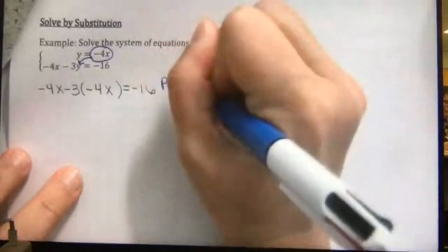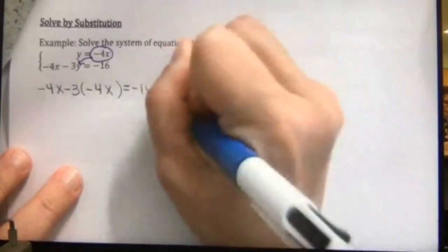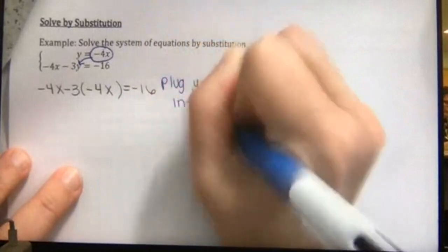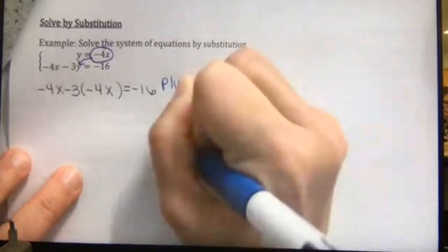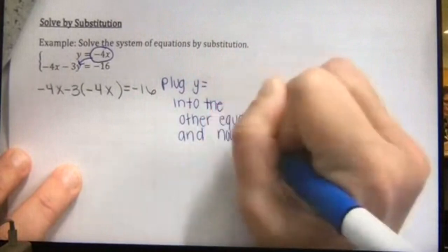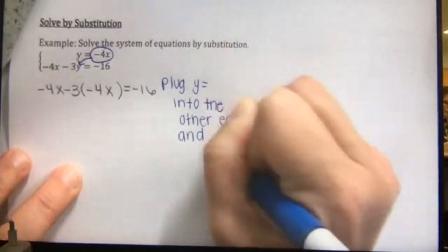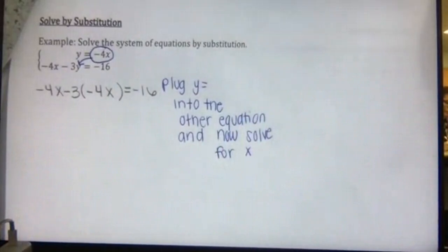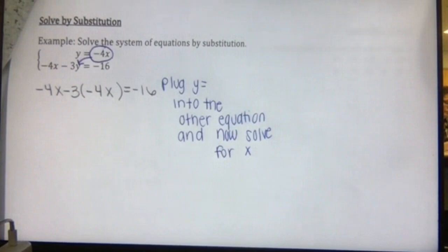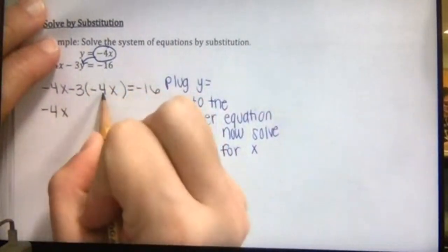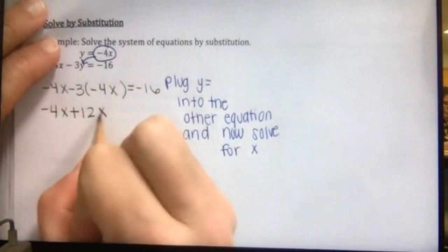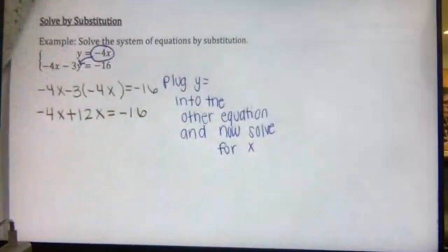So we plugged the y equals into the other equation. And now we're going to solve for x. We're going to get x equals. It told us y equals -4x, so instead of y, we're going to plug in -4x. So let's solve this. So -4x, -3 times -4x is +12x equals -16.